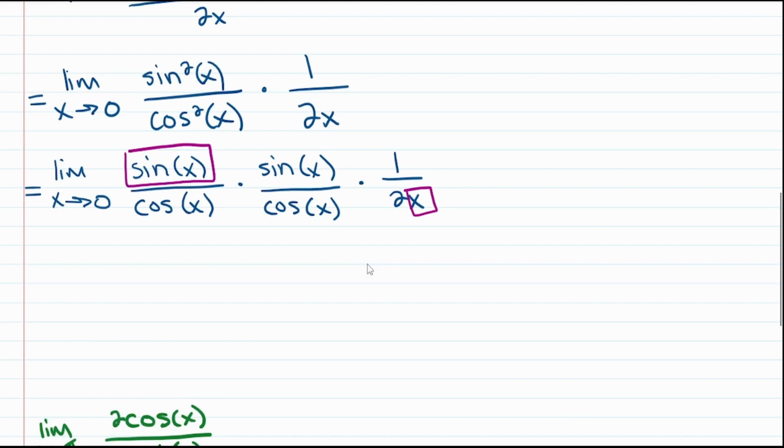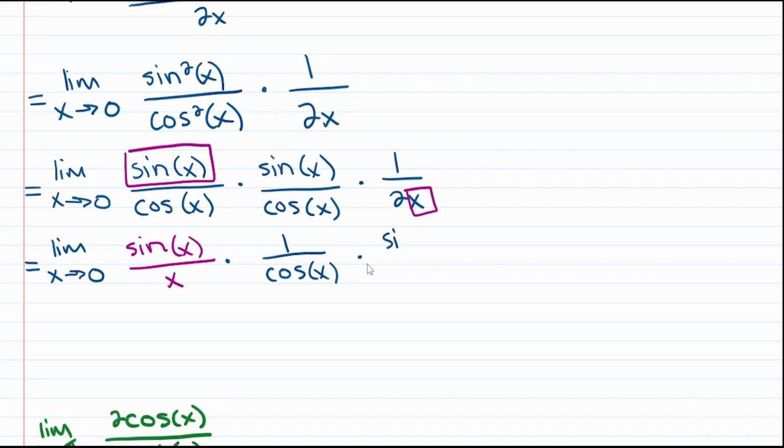And since this is all multiplication, we can rearrange the order without changing the value of the problem. So we can rewrite this as the limit as x approaches 0, and we'll have our sine x over x, and then we'll write everything that's left over. So we'll have a cosine x left over in the denominator, have a sine x over cosine x, and then we'll just have a 1 over 2.